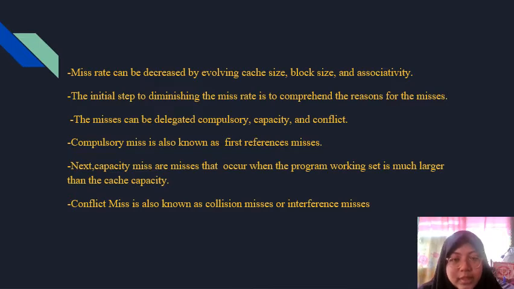Next, capacity misses are misses that occur when the program working set is much larger than the cache capacity. Since the cache cannot contain all blocks needed for program execution, the cache discards these blocks. Conflict miss is also known as collision misses or interference misses. These misses occur when several blocks are mapped to the same set or block frame.